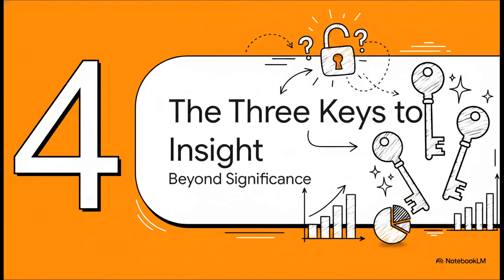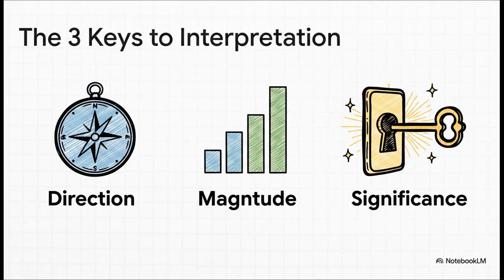But hold on, don't pop the champagne just yet. Getting a significant result is not the end of the story. In fact, it's really just the beginning. To truly understand what's going on, you need to unlock what I call the 3 keys to insight. These 3 keys are direction, magnitude, and significance. Okay, we just figured out significance. Yep, the relationship is probably real.